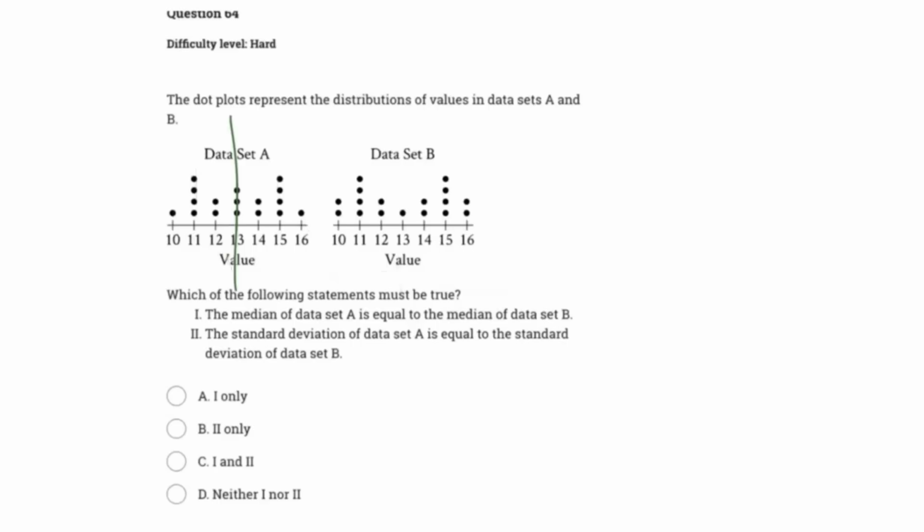You're always left in the middle with a value of 13. So let me just erase all that. So we know that the first clause here is true. So it can't be B and cannot be D. Let's see if the second clause is true. It says the standard deviation of dataset A is equal to the standard deviation of dataset B.